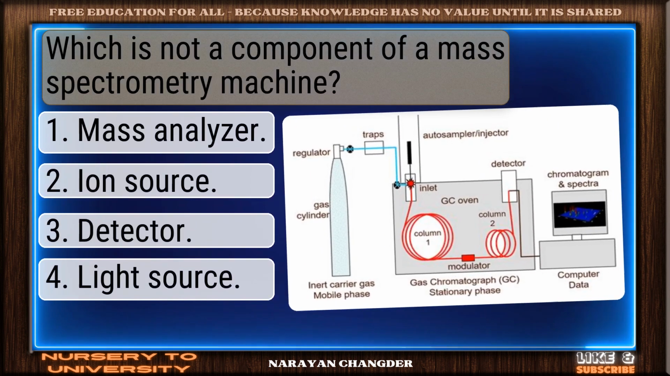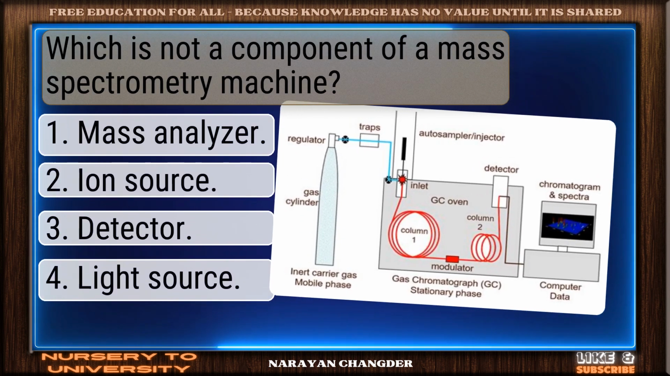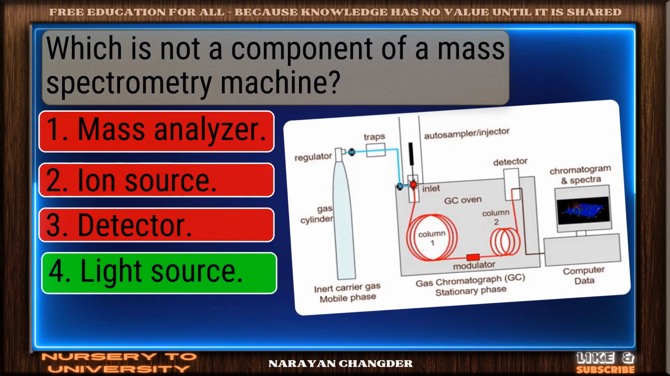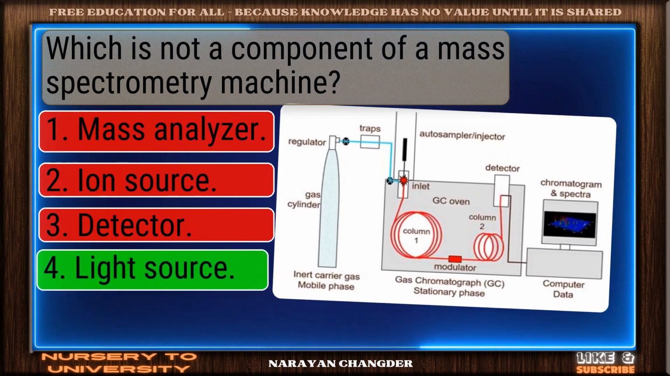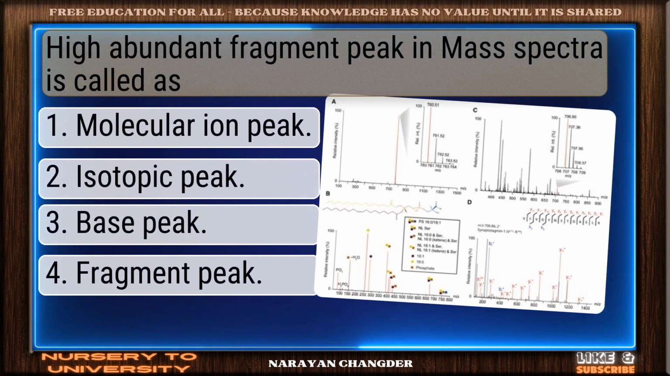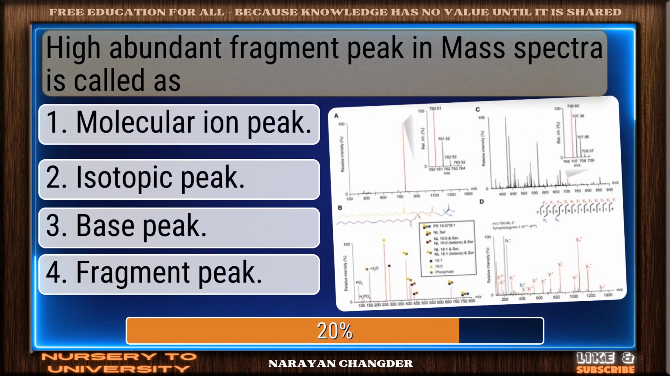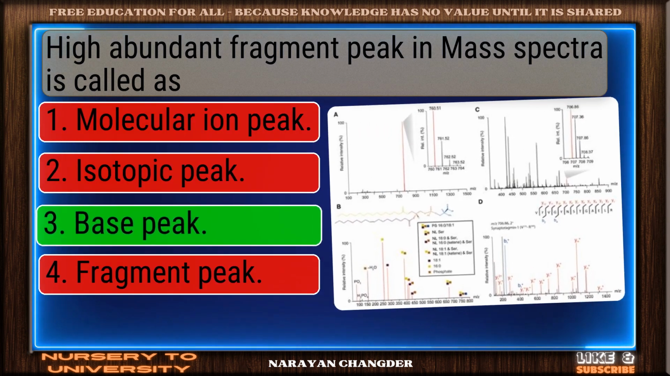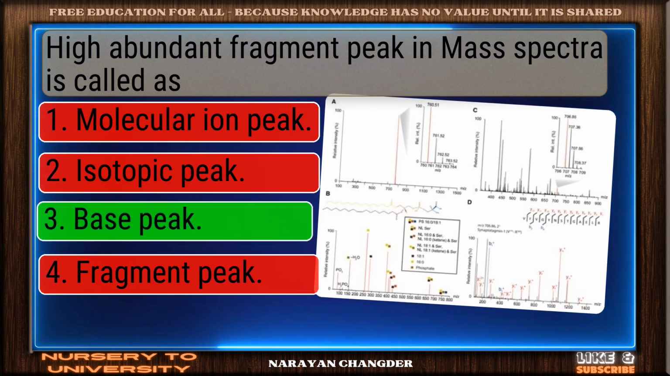Which is not a component of a mass spectrometry machine. Good job. Your answer light source works well here. High abundant fragment peak in mass spectra is called as. Excellent choice. Base peak is the right answer.